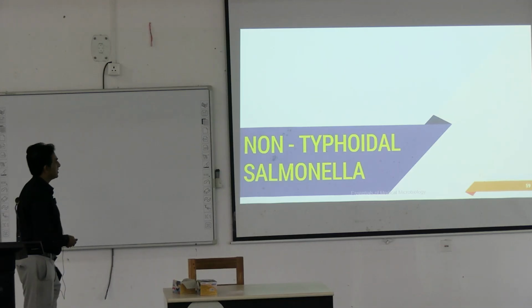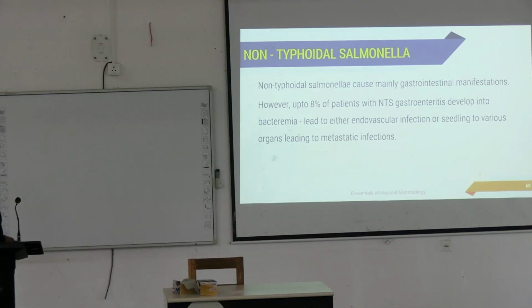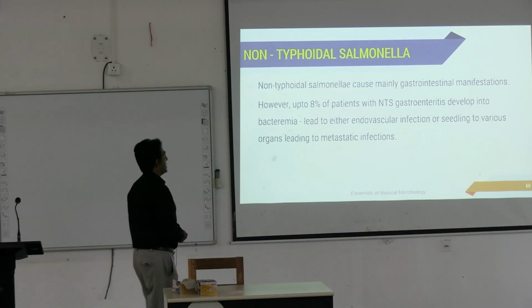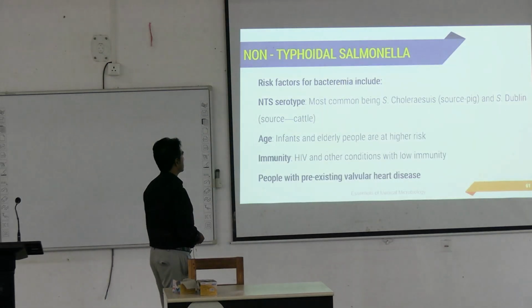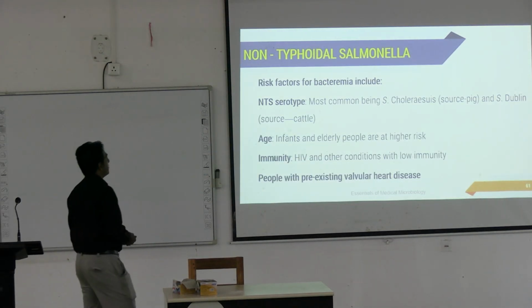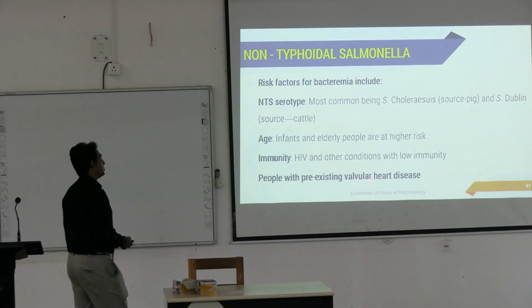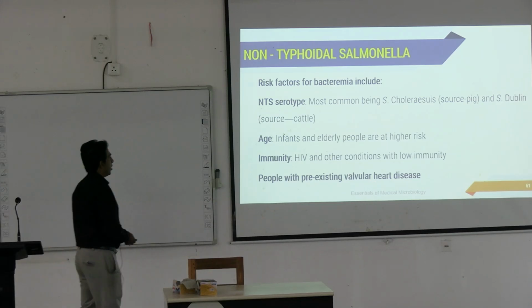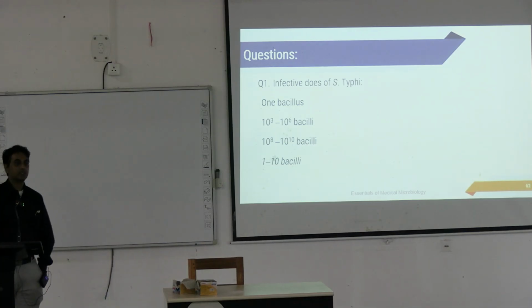Now just non-typhoidal Salmonella, overall this comes for just a short note. This mainly causes gastrointestinal manifestations. However, 8% of the patients with gastroenteritis develop bacteremia, leading to either endovascular infection or seeding to various organs, leading to metastatic infections. Risk factors: most common are Salmonella choleraesuis and Dublin. Infants and elderly people are at risk, and patients with HIV and other conditions with low immunity, or patients with pre-existing valvular heart disease.